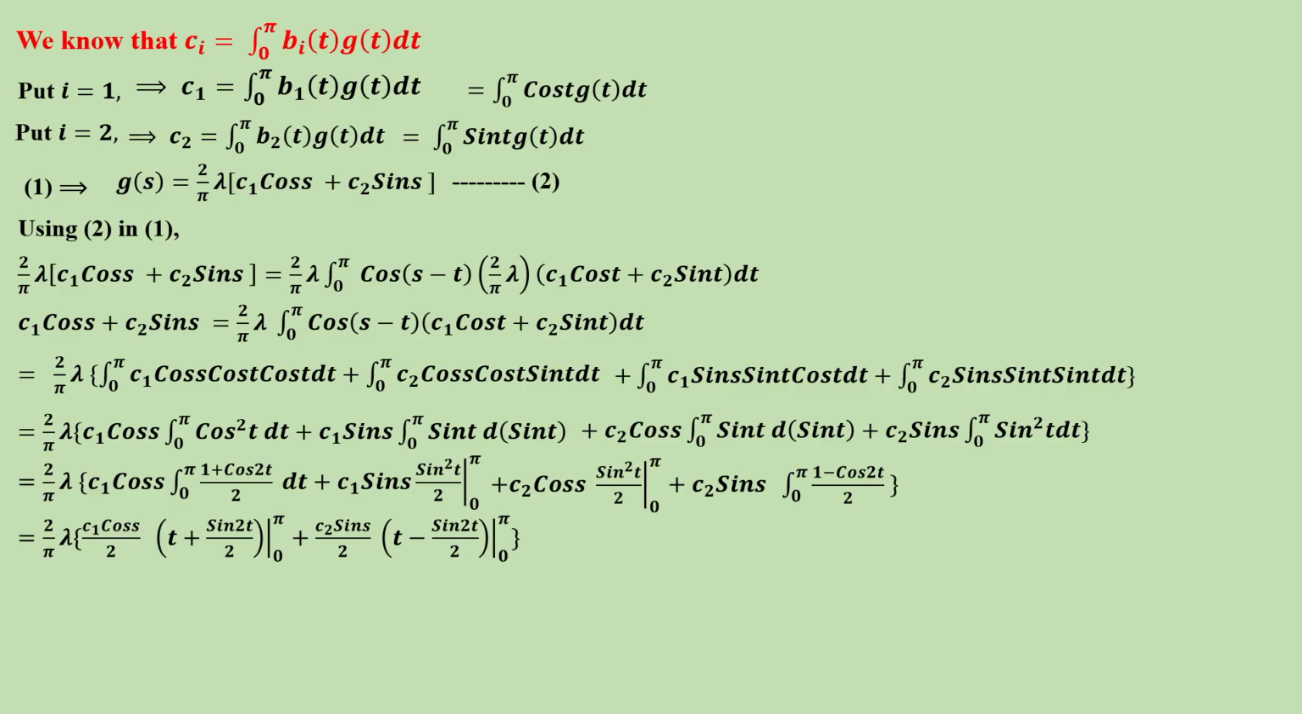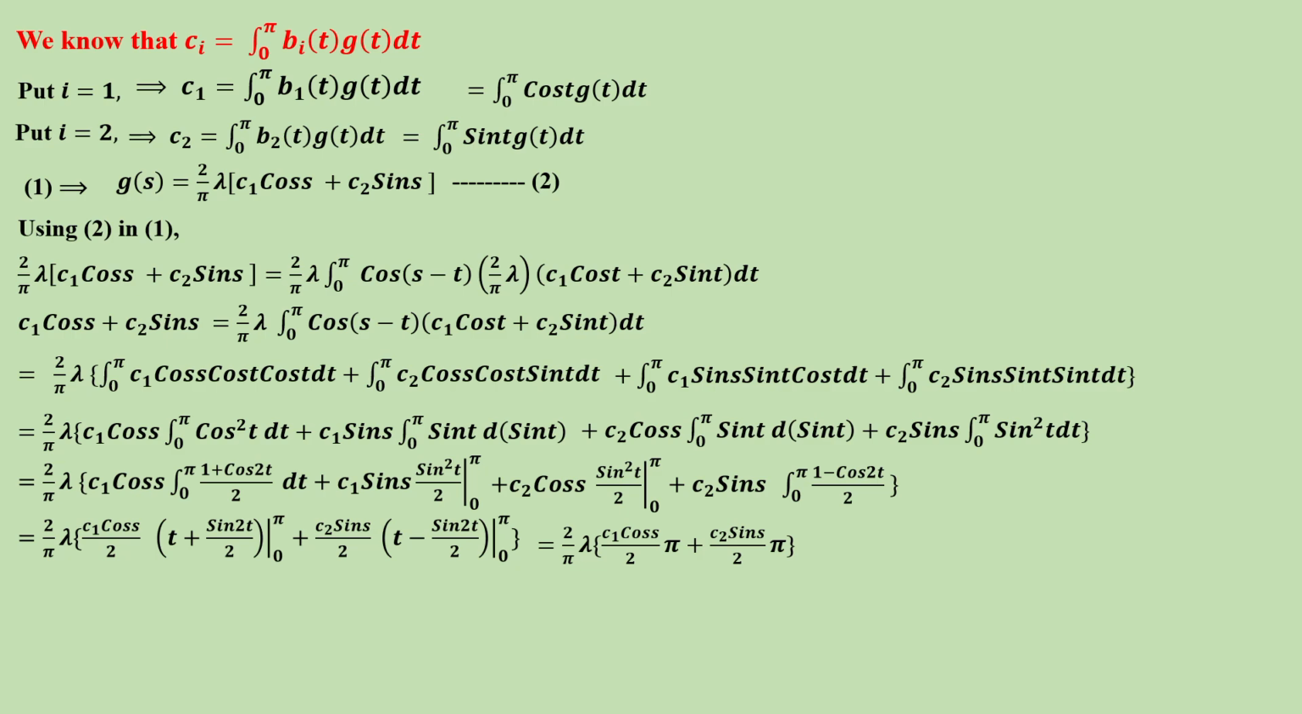Then here you have the limits. Whenever you have sin pi or sin 0, both are 0, so the second and third terms will be 0. Then the last term, c2 sin s, similarly you take 1 by 2 outside, so you will get c2 sin s by 2. Inside the integral you have 1 minus cos 2t. So the integral of 1 dt is t, minus cos 2t gives minus sin 2t by 2, lower limit 0, upper limit pi.